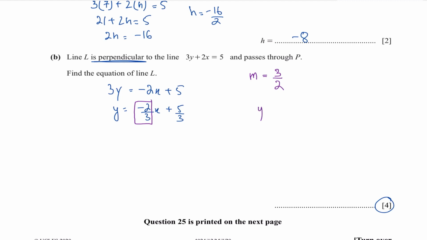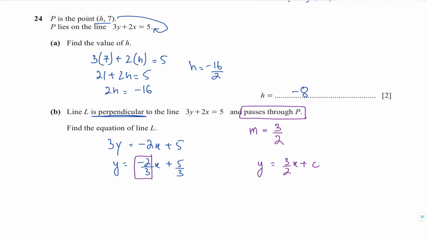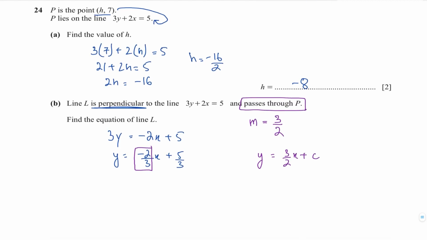So now that we have the gradient, we need a point through which the line is passing so that we can obtain what c is, and that is already given to you, and that is P. And we already have the coordinates of P now, which are minus 8 and 7.